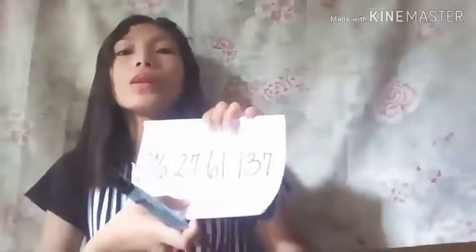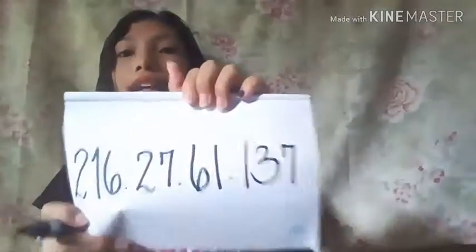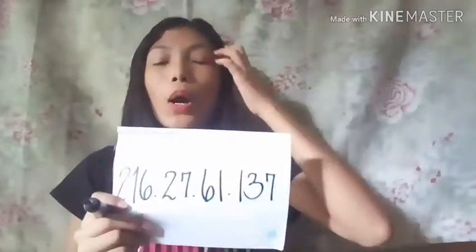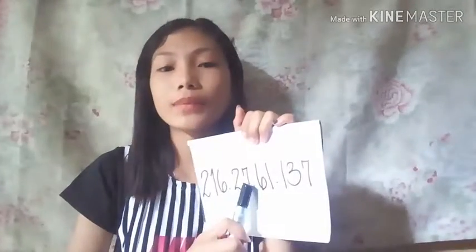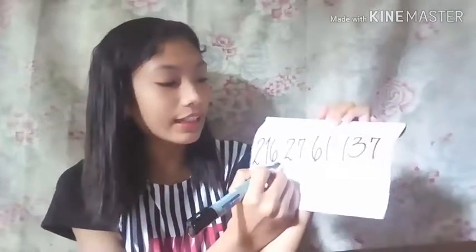216.27.61.137. So guys, this is the example. This is an example of an IP version 4 address because it is expressed by 4 numbers separated by dots. These are the dots.